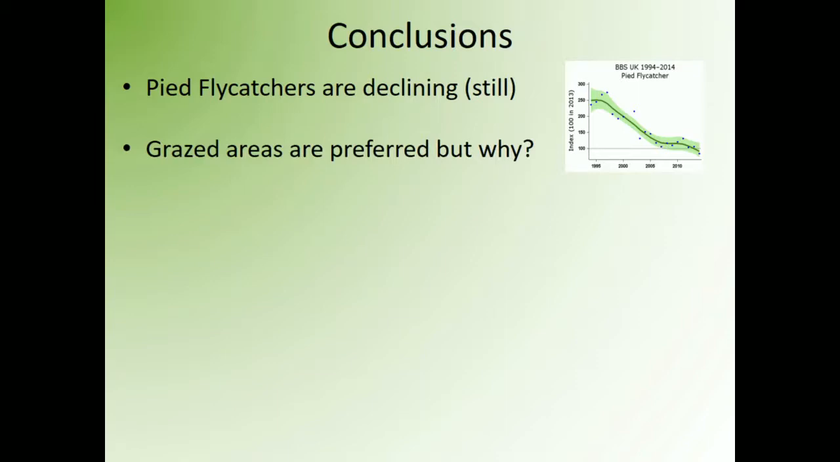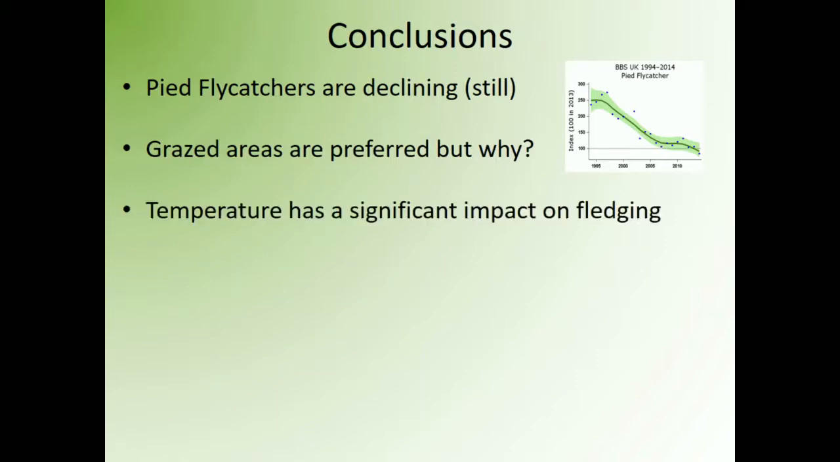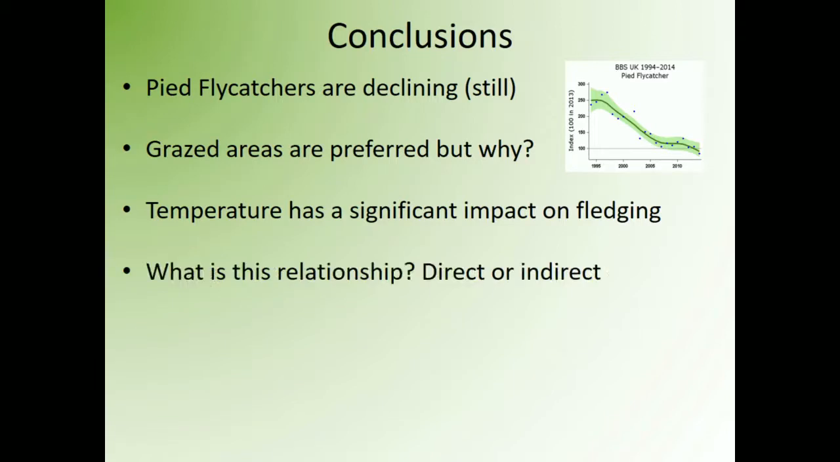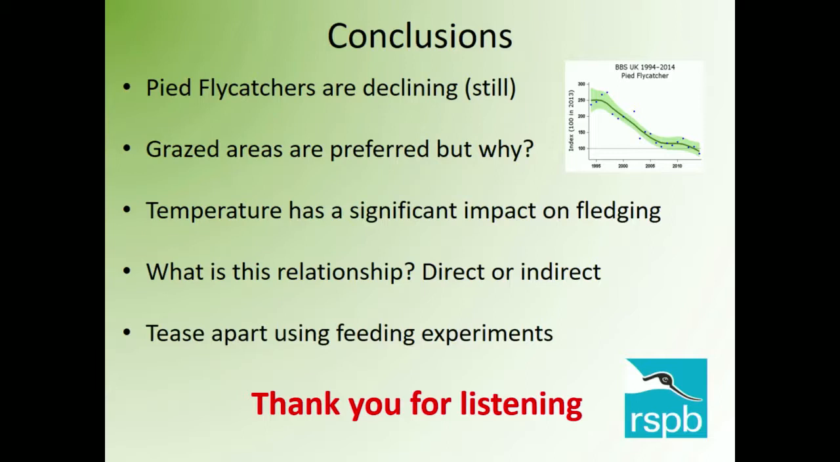They prefer grazed areas, but we don't know why, and we'll test this experimentally. Temperature does have a significant impact on fledging. Whether this is positive or negative depends on the month and the degree of impact. What actually is the relationship, whether it's direct or indirect? And we will do this, we'll tease this apart using feeding experiments.